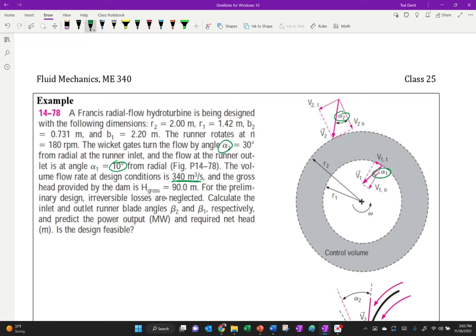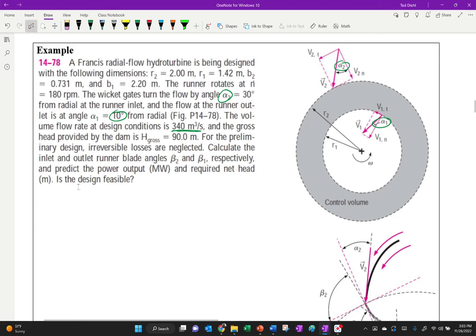So that doesn't mean that's the head that actually gets consumed. That's the amount that it can be used, right? For the preliminary design, irreversible losses are neglected. Calculate the inlet and outlet runner blade angles respectively and predict the power output and required net head. Is the design feasible? Well, that will be where we compare the head we will find from this with the head that's provided by the dam.